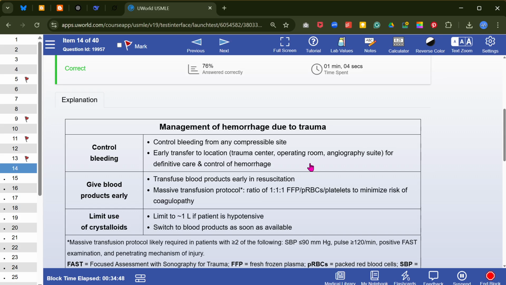Okay. Management of hemorrhage due to trauma: control bleeding from any compressible site, early transfer to a trauma center, operating room, or angiography suite for definitive care and control of hemorrhage. Give blood products early. Transfuse blood products early in the resuscitation, massive transfusion protocol ratio 1:1:1 of FFP to packed red blood cells to platelets to minimize the risk of coagulopathy. Limit the use of crystalloid to 1 liter if a patient is hypotensive, and switch to blood products as soon as possible.